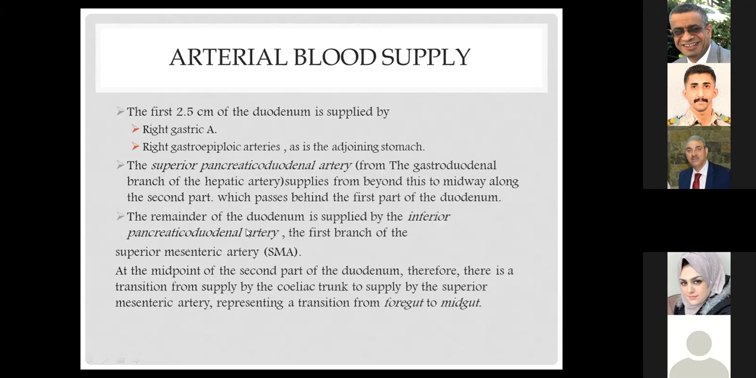The remainder of the duodenum is supplied by the inferior pancreatico-duodenal artery, which is the first branch of the superior mesenteric artery. At the midpoint of the second part of the duodenum, therefore, there is a transition from supply by the celiac trunk to supply by the superior mesenteric artery, representing the transition from the foregut to the midgut. So the foregut is formed by the first and second part of the duodenum. From the second to the fourth part is the midgut.